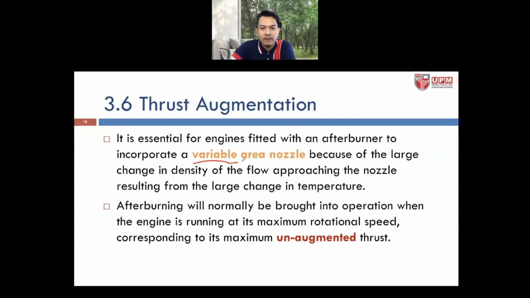Okay, so you have a variable area nozzle because of the large change in density of the flow approaching the nozzle resulting from the large change in temperature. So there is a large change of density, and at the same time a large change in temperature. Afterburning will normally be brought into operation when the engine is running at its maximum rotational speed, corresponding to its maximum unaugmented thrust.